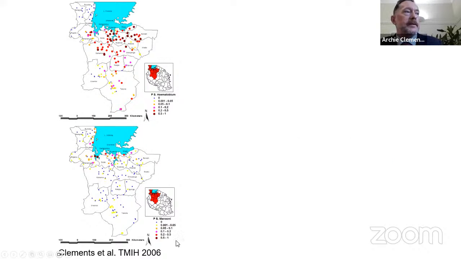So here we have a survey. The data is getting a bit old now, but this is showing prevalence of Schistosoma hematobium and Schistosoma mansoni in the northwest region of Tanzania, just south of Lake Victoria. You can see that Schistosoma hematobium is much more widely distributed than Schistosoma mansoni. Mansoni occurs mainly or almost exclusively along the lakeshore because the snail that transmits Schistosoma mansoni prefers stable aquatic environments that are provided by lakes. So they're stable environments, they're deeper, they're cooler, and they have particular vegetation types that this snail prefers.